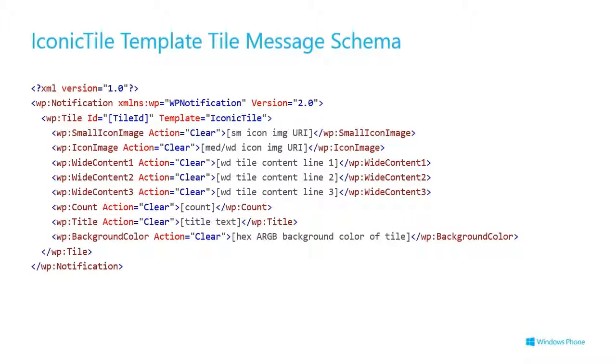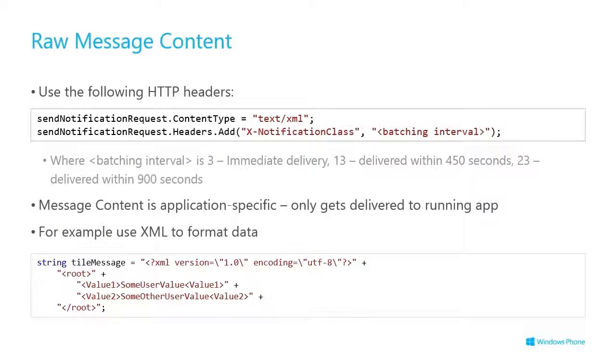And again, as we've said repeatedly, you're going to get all these slides, you get the code, and so you can just copy and paste to your heart's content to make sure that you have the correct schema for everything. And there's the iconic tile. And then an example of raw message, and again, this is a little more freeform since your app has to get it.